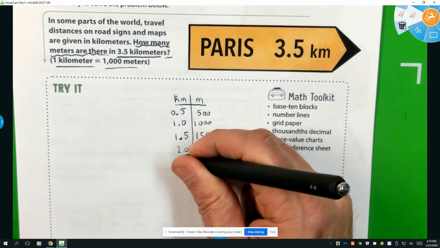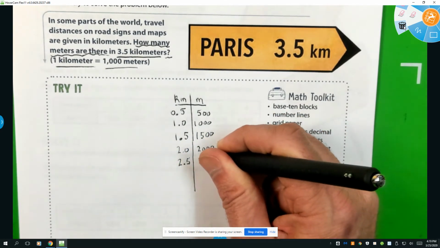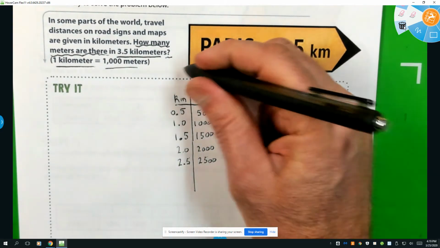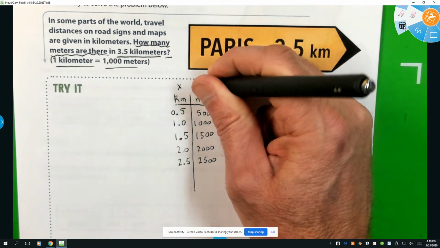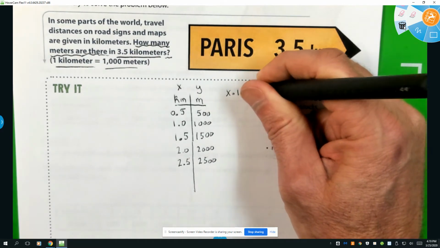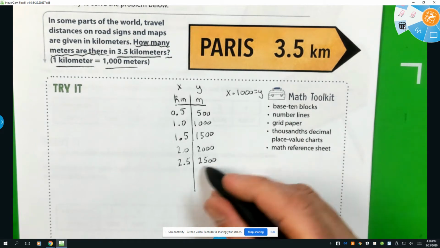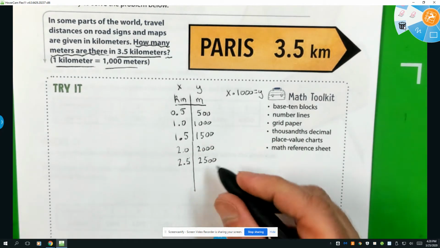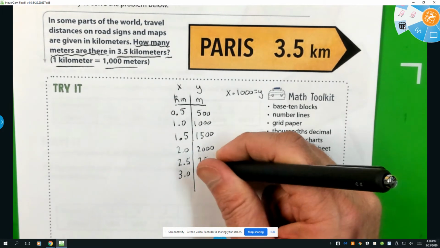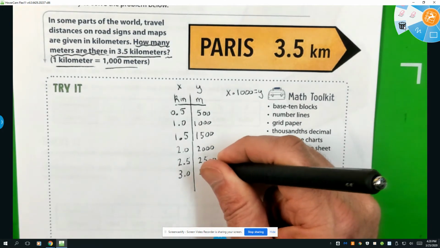2,000 meters. 2.5 kilometers is going to equal 2,500. And you can see the pattern: from X to Y, it is X times 1,000, and it will equal Y. That's our relationship. Okay, so now we're going from 2.5 up to 3, and every half a kilometer is 500. So now we have 3 to 3,000.